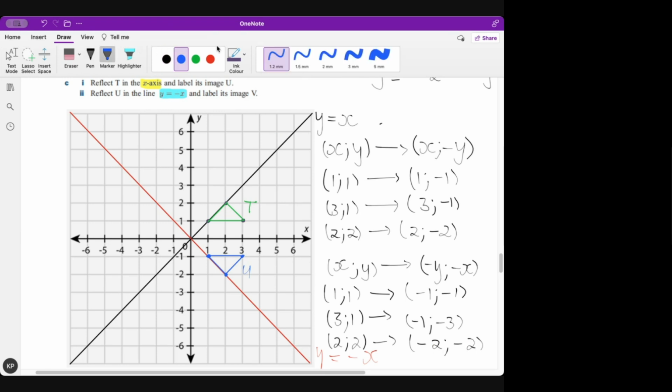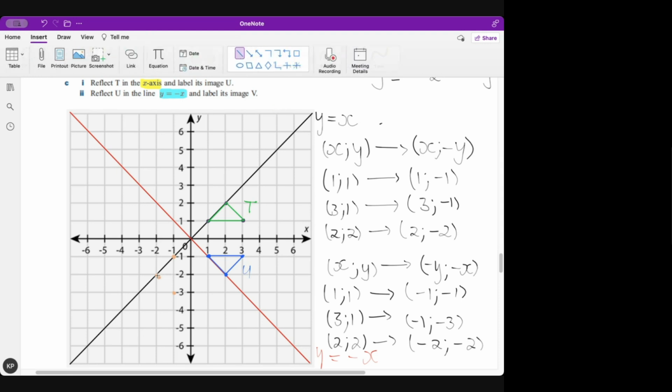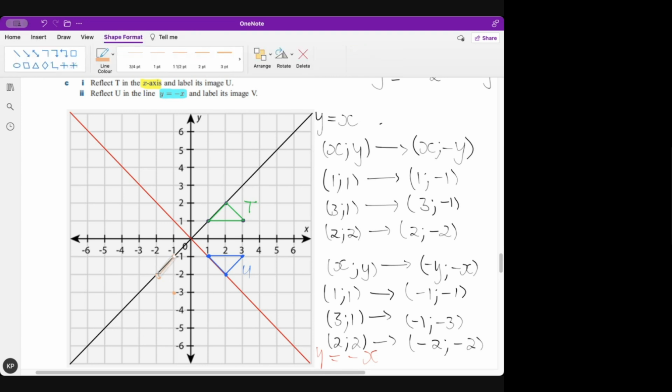Let me look for a new color that I haven't used here. Orange. Okay, so this one will be at negative 1 and negative 1, negative 1 with negative 3, and negative 2 with negative 2, which is over there. Peach. I said orange with so much confidence, but it's peach. You guys get the point. There. And there. And there.